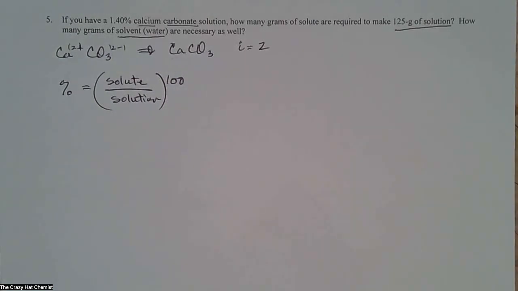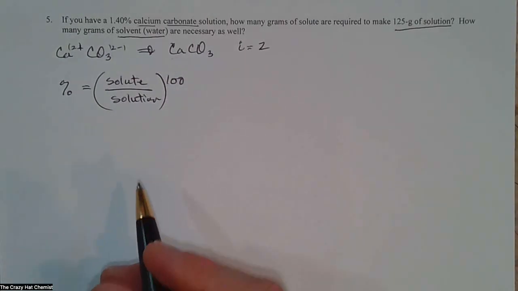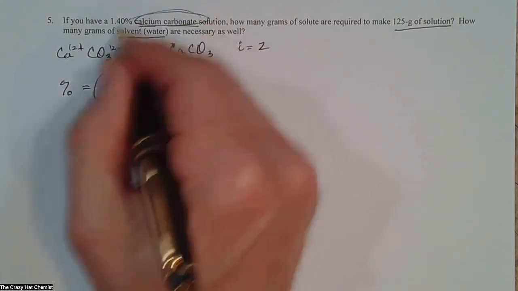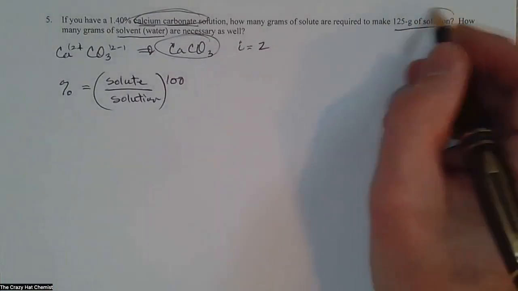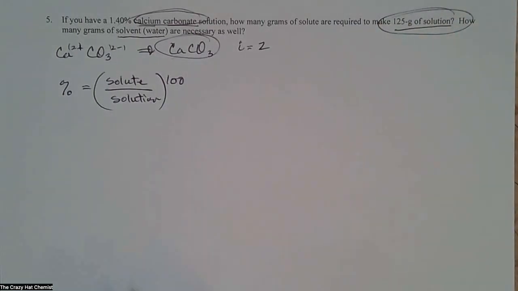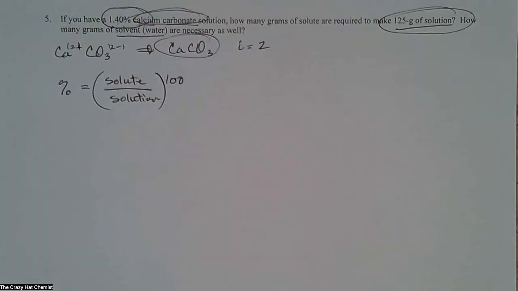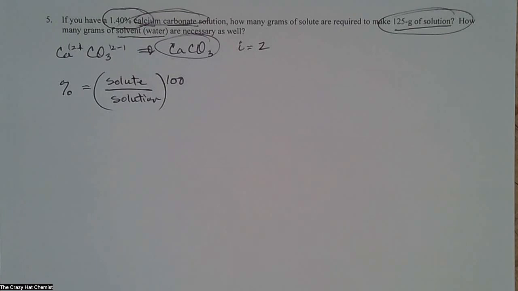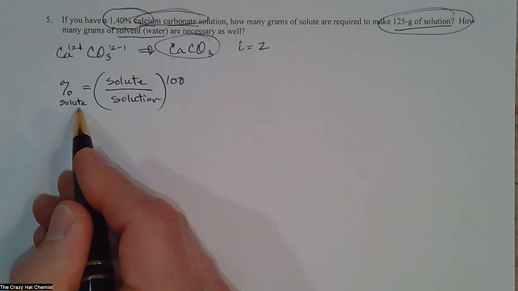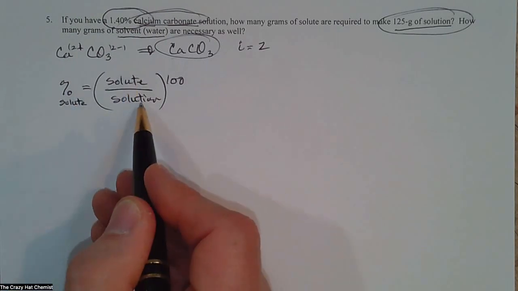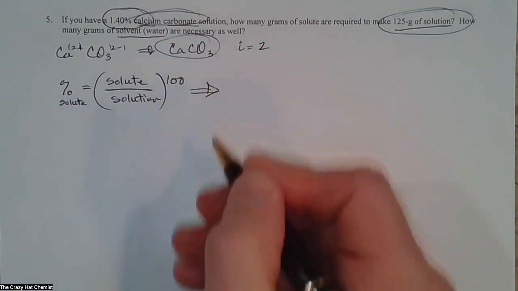Okay. So what is the solute? The solute is the calcium carbonate. Okay. The calcium carbonate is the solute. What is the amount of solution? That's 125 grams. And I have a 1.40% of the solute. So percent solute is equal to the solute over the solution. So I'm going to plug into this equation.